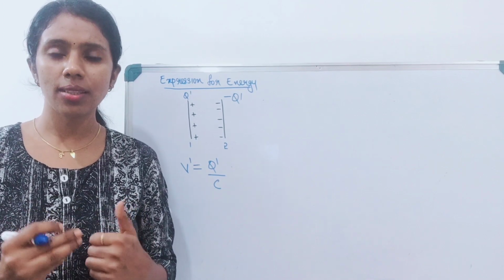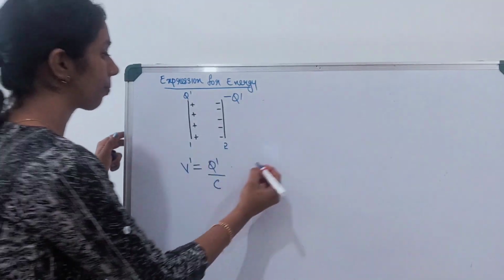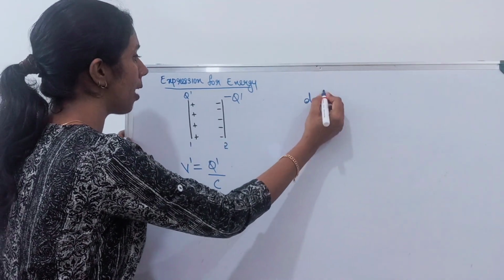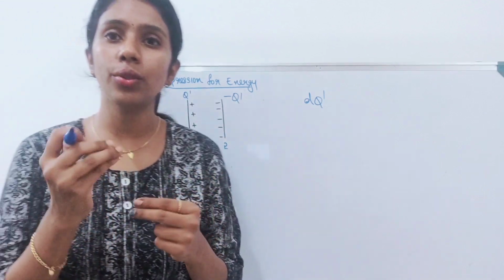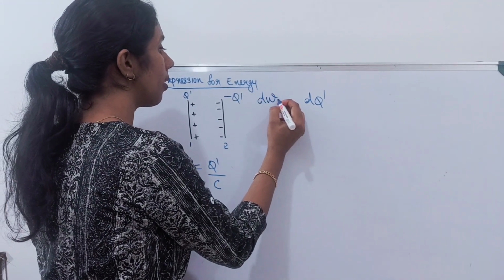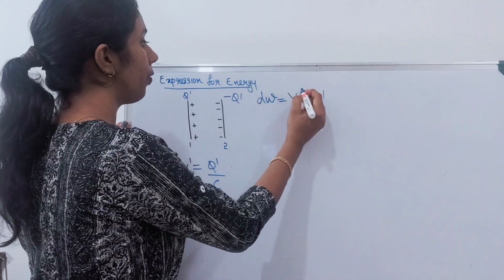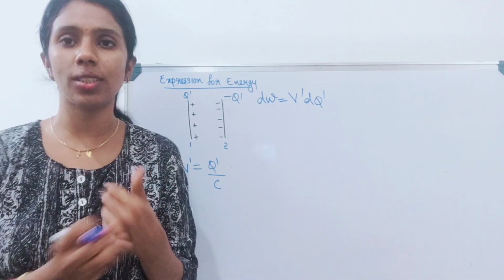Now, suppose I am transferring a small charge dQ dash from plate 2 to plate 1. Definitely, I have to do some work. And that work dW is written as V dash into dQ dash, where work done is potential into charge.